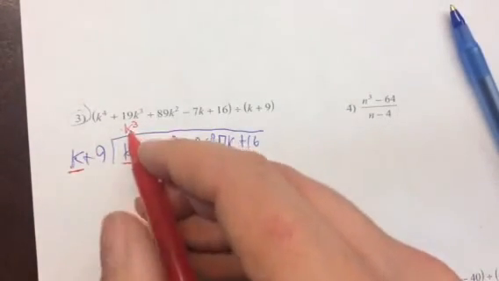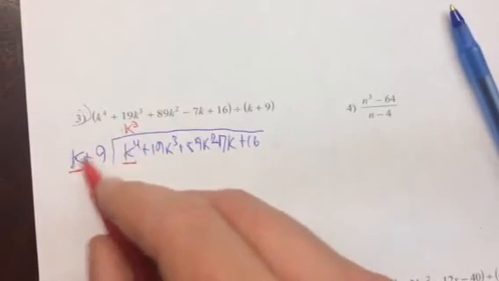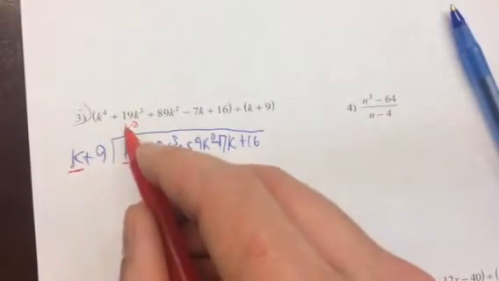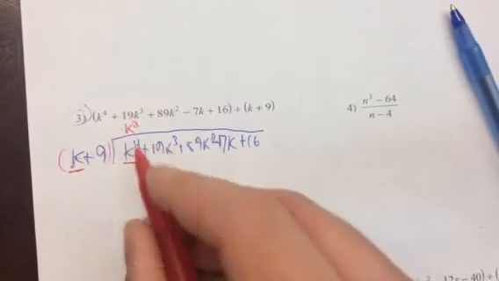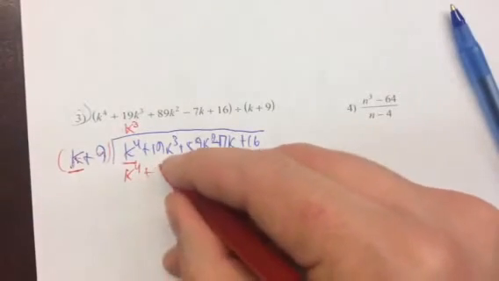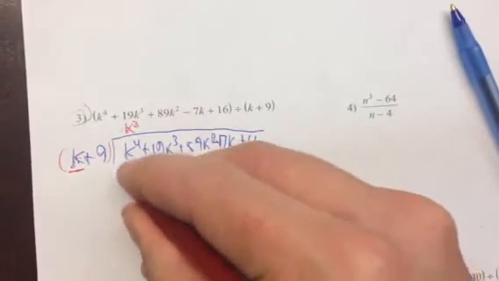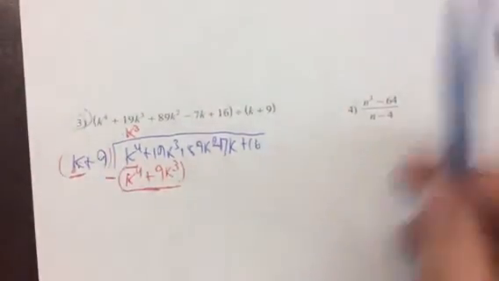Just like when you're doing long division in middle school, after you see how many times it goes in, you multiply this and subtract to see what's left over. K cubed times k plus 9. We're multiplying times this whole binomial. So k cubed times k is k to the 4th. K cubed times 9 is plus 9k cubed. And we are subtracting here. We are subtracting this to see what's left over.